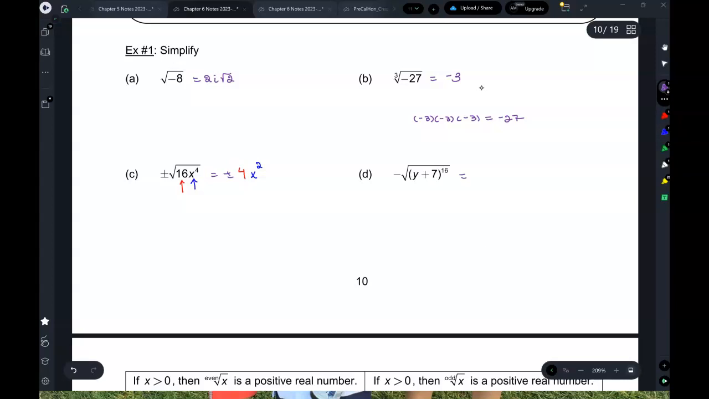Okay, here I have a negative out front. I have the square root of something to the power of 16. So it's going to be y plus 7 to the power of how much? 8. So what you're going to do is take this number 16, and what number is in here? 2. Divide them by each other. So that gives you negative y plus 7 to the power of 8. Okay, that's a square root, so there is an imaginary 2 in there.